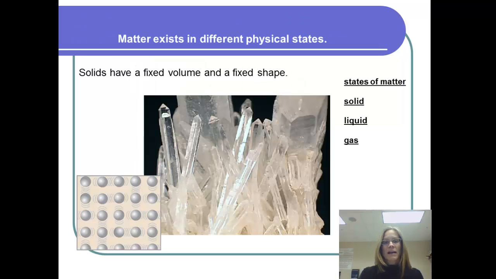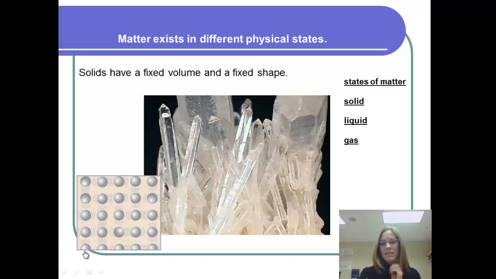We also see that solids have a fixed volume and a fixed shape. What's important here is not only that you can distinguish between a solid, a liquid, and a gas, but you need to be able to understand how these different states of matter respond to their environment. And so a solid's shape will not change no matter what kind of container you put it in, and the volume also remains the same.